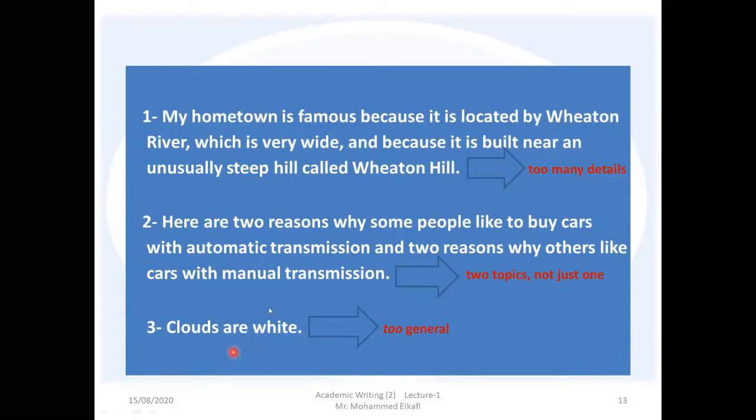The third sentence: "Clouds are white." Here we can say this sentence is too general and at the same time too boring. "Clouds are white" is a fact about the color of clouds. So it's too general. You should make a topic sentence that includes what?